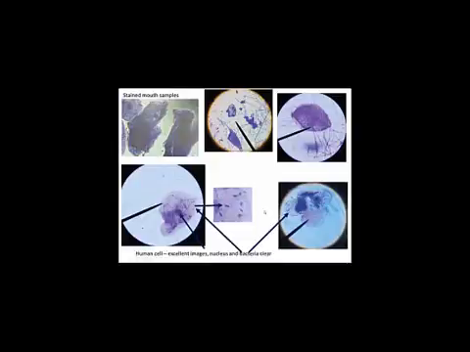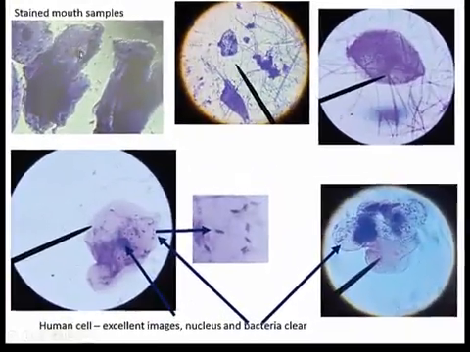So let's move into some stained mouth samples. And so this, for example, these are stained, right, with crystal violet human cells, dark nuclei in the middle of each one. It's not very good. I can't really see a whole lot of what's going on here, right?